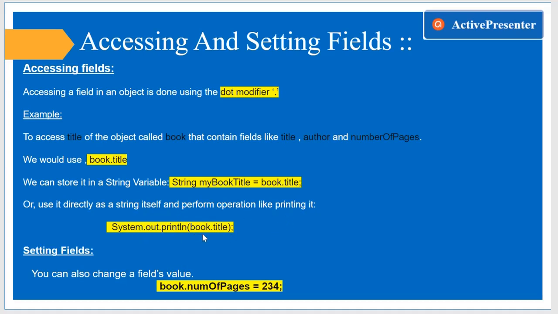System.out.println(book.title); Here is the book title. Setting fields. We can set the value of a field using the assignment operator, like book.numberOfPages = 234. So how many pages are there? 234.